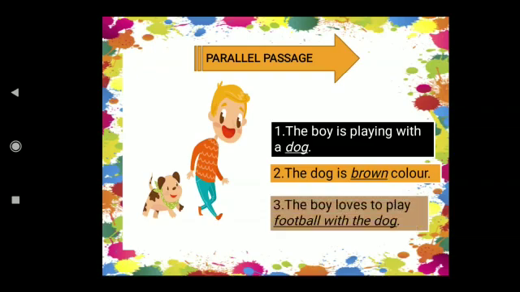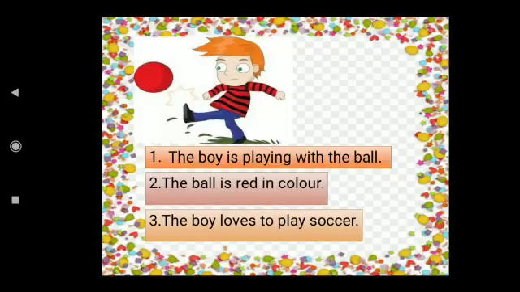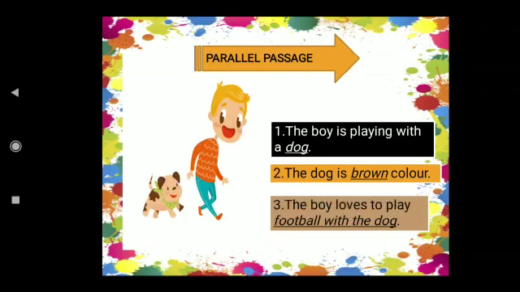Now next, the boy loves to play football with the dog. Football, by using your foot, you play this game, right? So he likes to play. There we saw, the boy loves to play soccer. Here the boy loves to play football with the dog. See, the same thing, but you're just changing the object. So the object and their color, that's what you're changing. This is what you have studied in class 1.